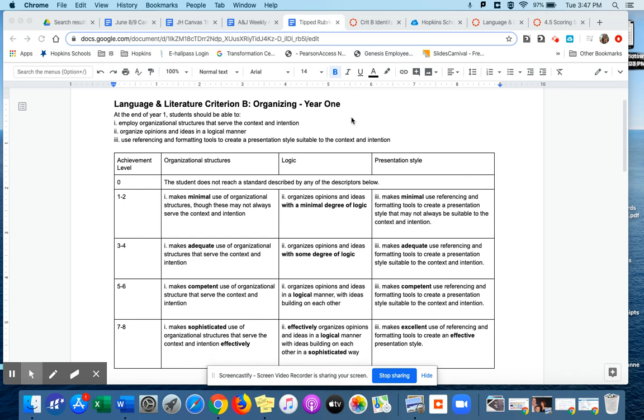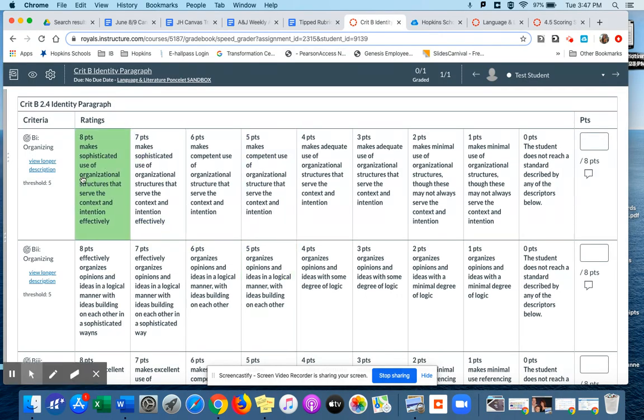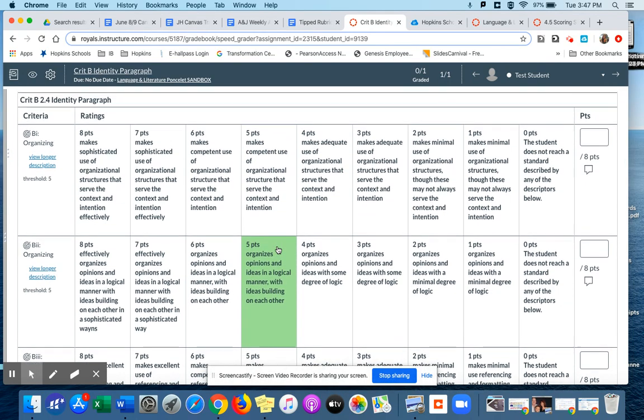So you'll notice once you set up your rubrics in Canvas that they look quite a bit different than the rubrics we have been using. So here you'll see this is Language and Literature Criterion B, Organizing, and this is the standard way that we've been doing it or using. And this is what Criterion B looks like in Canvas. So there are some big reasons for those differences.